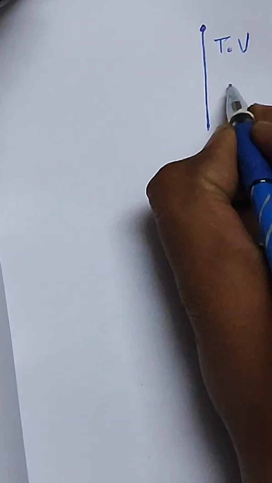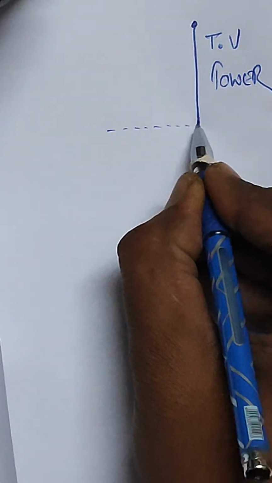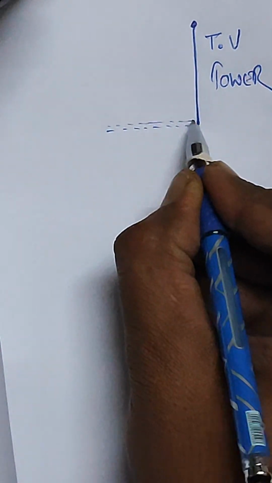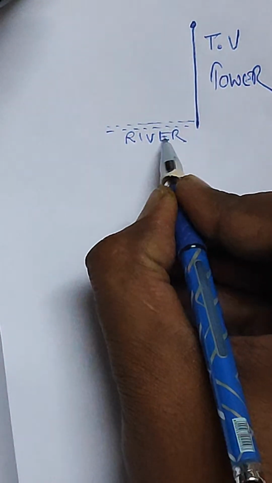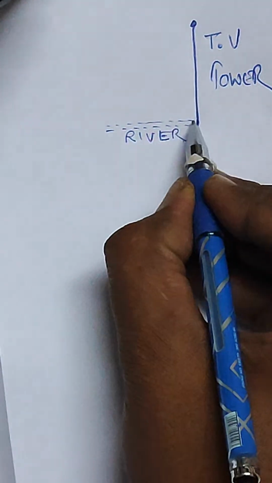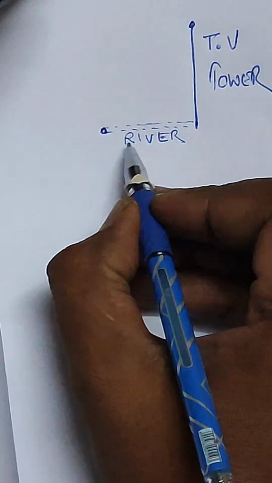This is a TV tower, right? This is standing like this from a point on the other bank directly opposite to the tower. The angle of elevation of the top of the tower is 60 degree. So let us say if this is the river, okay, and this is the width of the river, and the angle of elevation is measured from a point which is directly opposite to the tower.